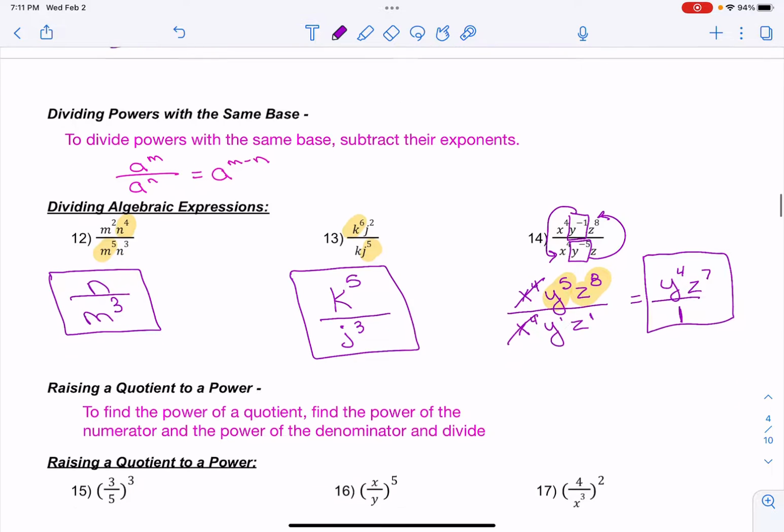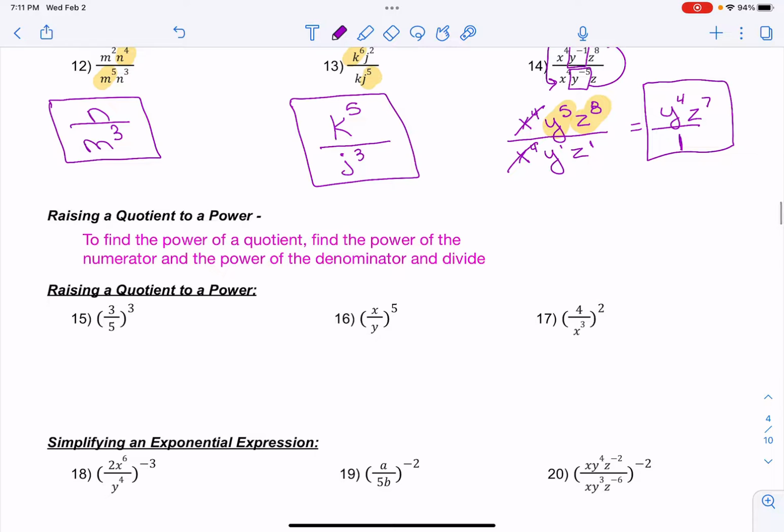And the last thing that we have to learn about today is raising a quotient to a power. Very similar to what we did with raising a power to a power, except with a quotient. Quotient means division. You have to distribute that exponent to the top and to the bottom. So you distribute it to every piece up top and every piece on the bottom.